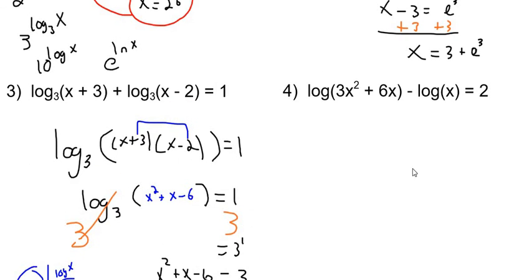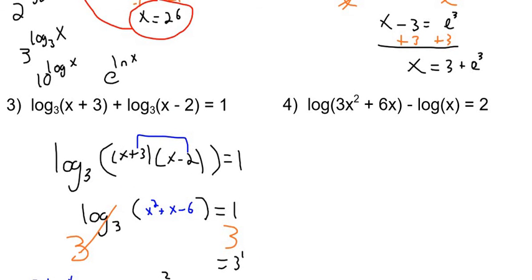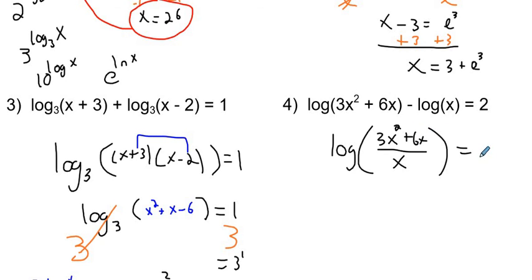Okay, so here's our last one. What do we do when we subtract a logarithm? So subtracting a logarithm means log and then basically draw a fraction, right? Because minus a logarithm means denominator. So this part here stays here, and then this x goes in the bottom, and this equals 2.